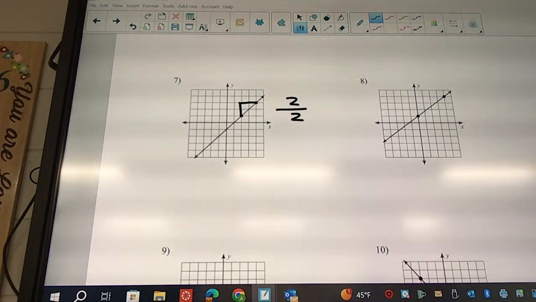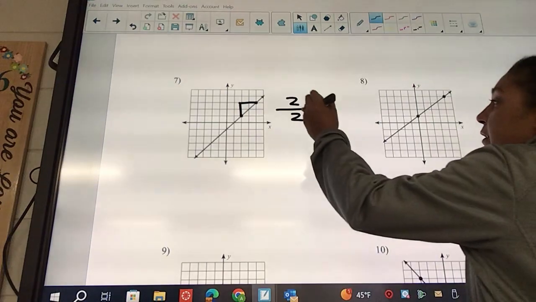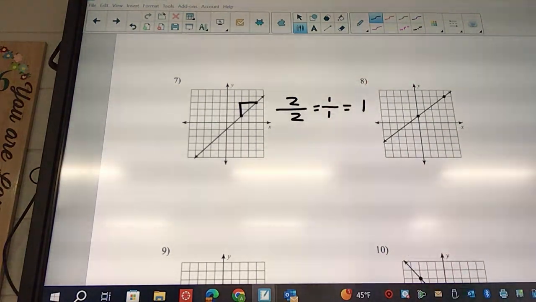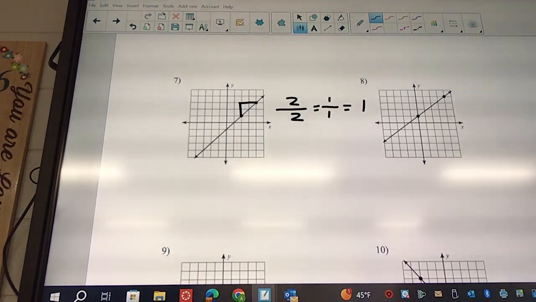It is a positive, okay? And 2 over 2 is really the same thing as 1 over 1, or is the same thing as 1, okay? But today we're going to focus on that 2 over 2. Eventually, yes, you will have to simplify.